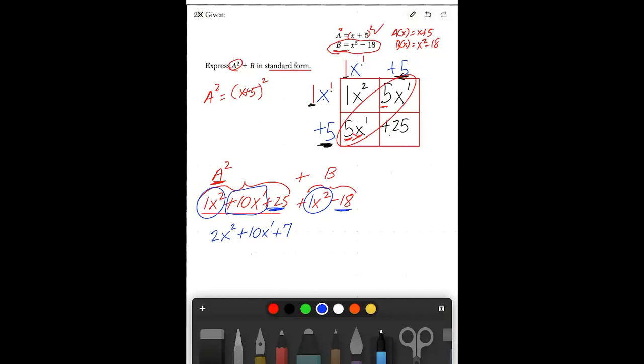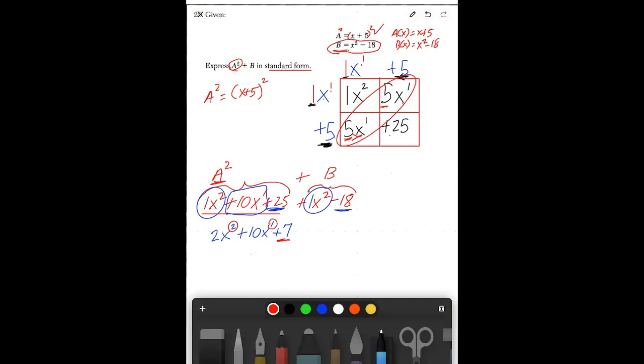And that's our answer. Notice the highest exponent is a 2. The next highest exponent is a 1. And the last number is the constant. That means it's in standard form. Now, we're almost done.